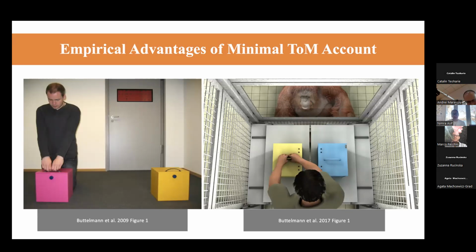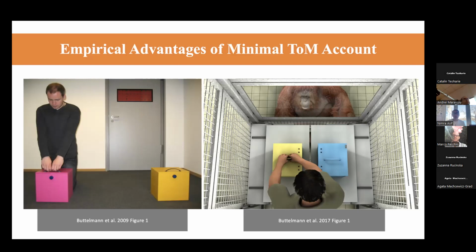So consider the following two studies. They're both by Buttelmann and colleagues. The first one, the 2009 one, is with infants, and the second one is with apes. But both studies use the same setup. In these studies, the researchers use an interactive task, which doesn't require the infants or the animals to predict behavior. It just requires them to respond to the behavior.